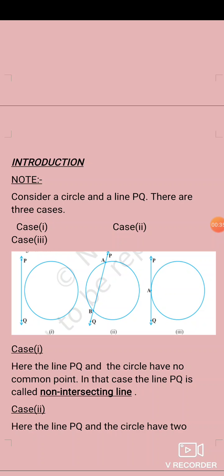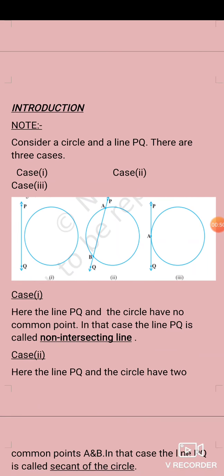Now listen carefully, some notes. Consider a circle and a line PQ. There are three different cases. First case, listen carefully to the figure. Here the line PQ and the circle have no common point. In that case, the line PQ is called a non-intersecting line.